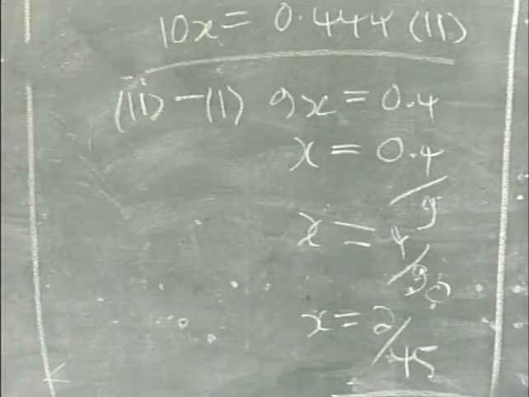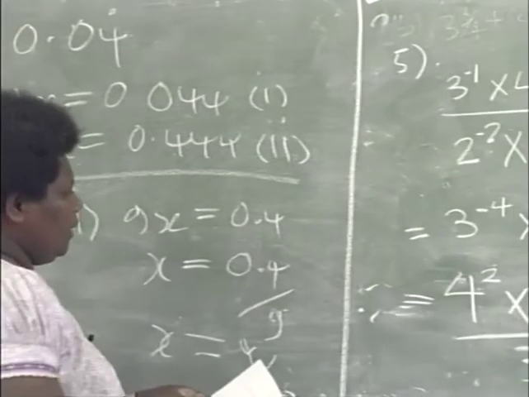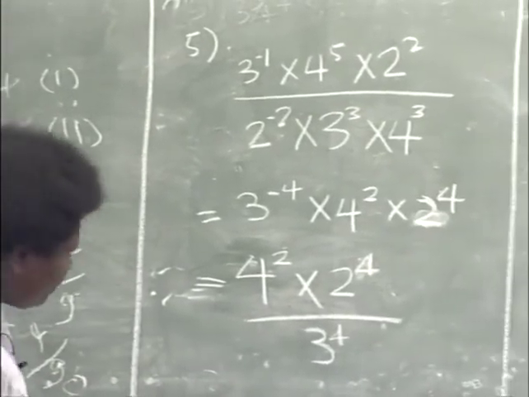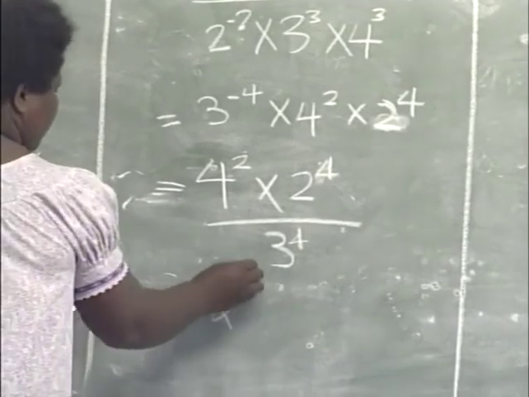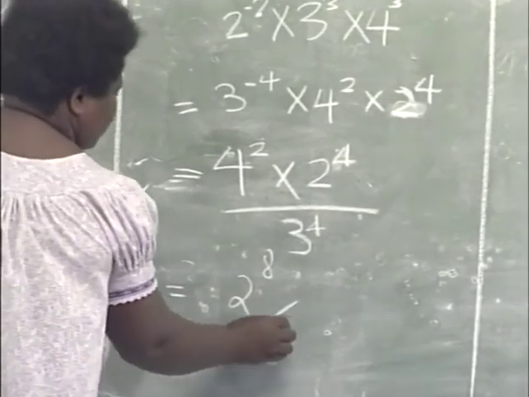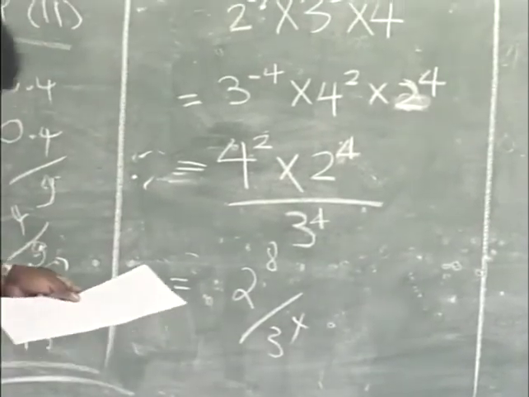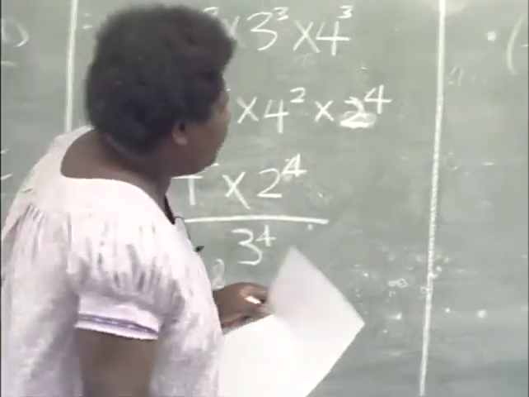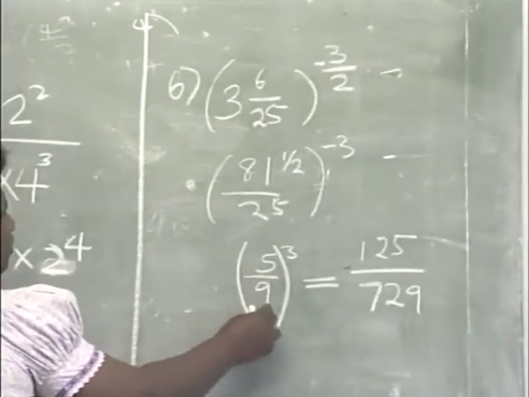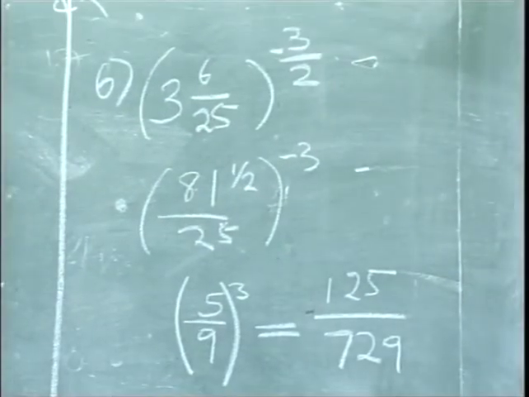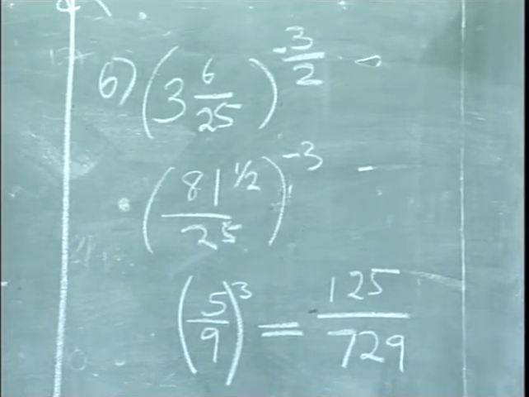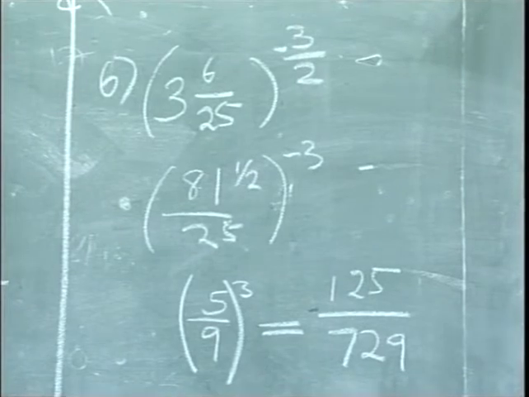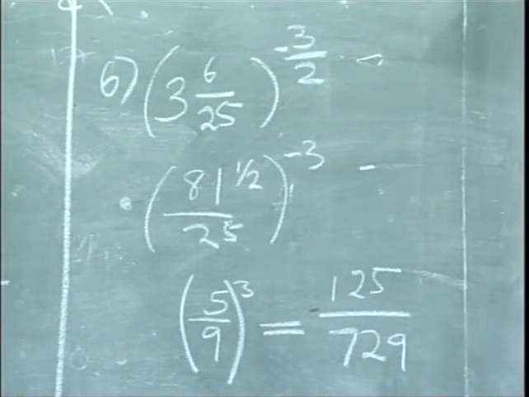All right, number 4, 2 over 45 is correct. Number 5, 4 squared times 2 to the power of 4 over 3 to the power of 4 is correct. If you want to, you can have it as 2 to the power of 8 over 3 to the power of 4. It's also correct. And don't forget, if you're writing like this, make sure you put it in brackets so that it means you are raising 5 over 9 to the power of 3. It's 125 over 729. Okay, so 4, 5, and 6 are correct.